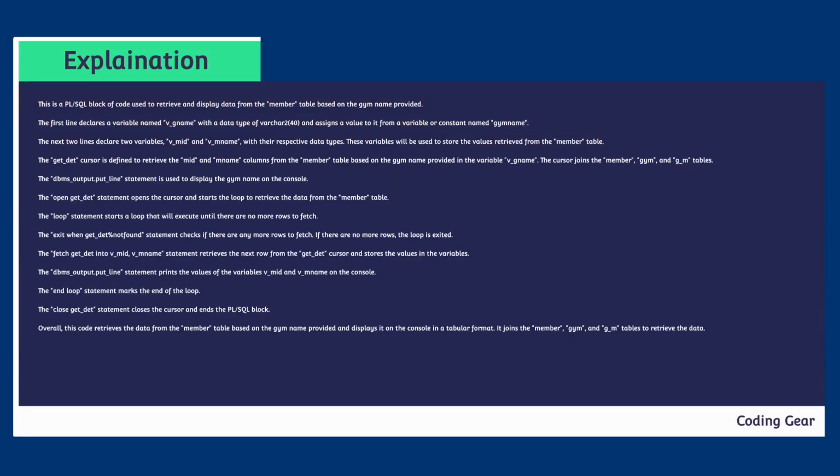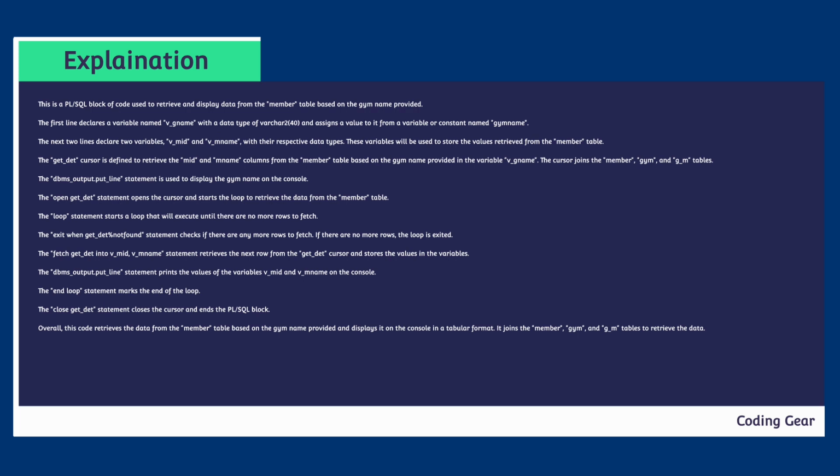Explanation. This is a SQL block of code used to retrieve and display data from the member table based on the gym name provided. The first line declares a variable named v_name with a data type of varchar2(40), and assigns a value to it from a variable or constant named gym name. The next two lines declare two variables, v_mid and v_monum, with their respective data types. These variables will be used to store the values retrieved from the member table.